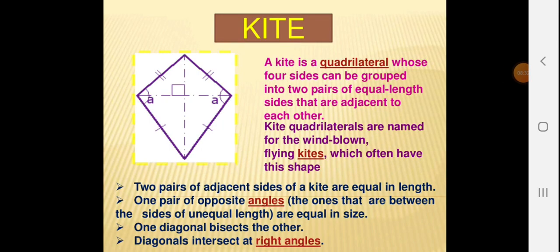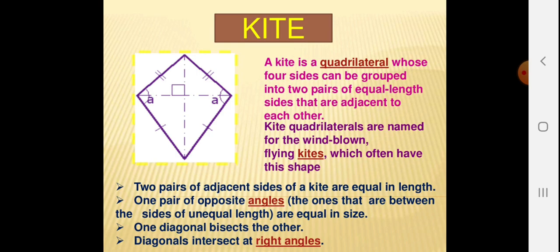Kite is a quadrilateral whose four sides can be grouped into two pairs of equal-length sides that are adjacent to each other. That means two adjacent sides are equal in length. Kites are named for wind-blown flying kites, which often have these shapes. Now two pairs of adjacent sides of a kite are equal in length.